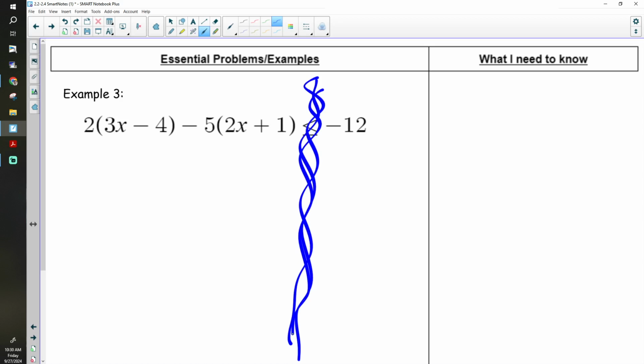Write it down. Same steps. Where are you going first? What are you doing? Distribute, distribute, distribute. Start distributing. Find your numbers and distribute.